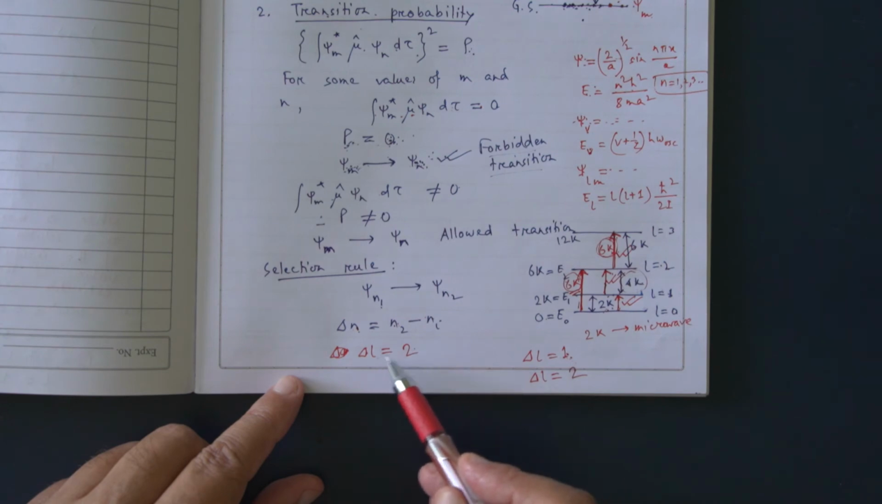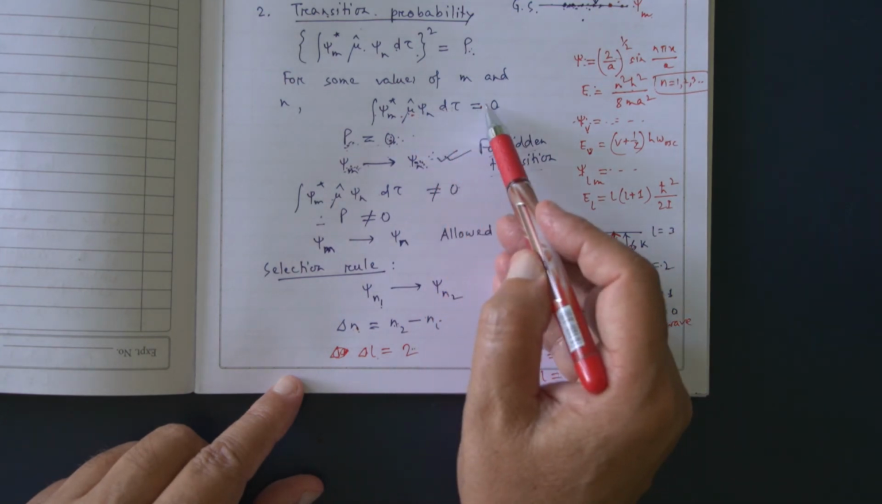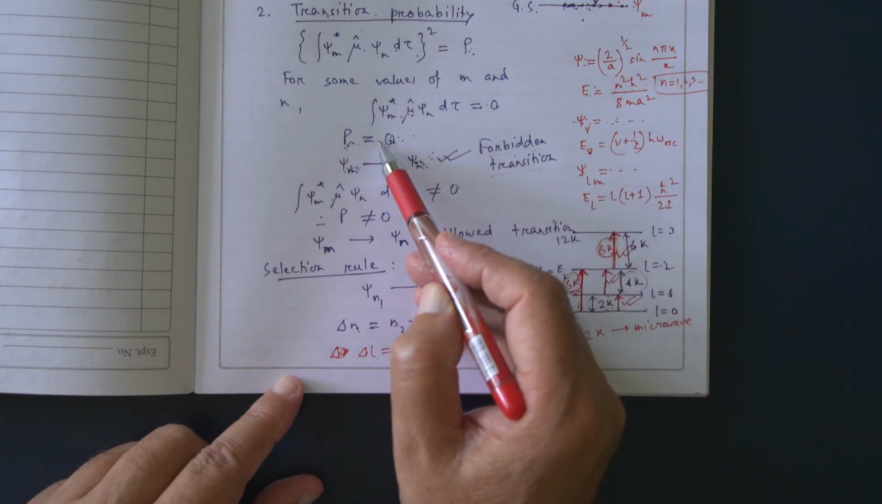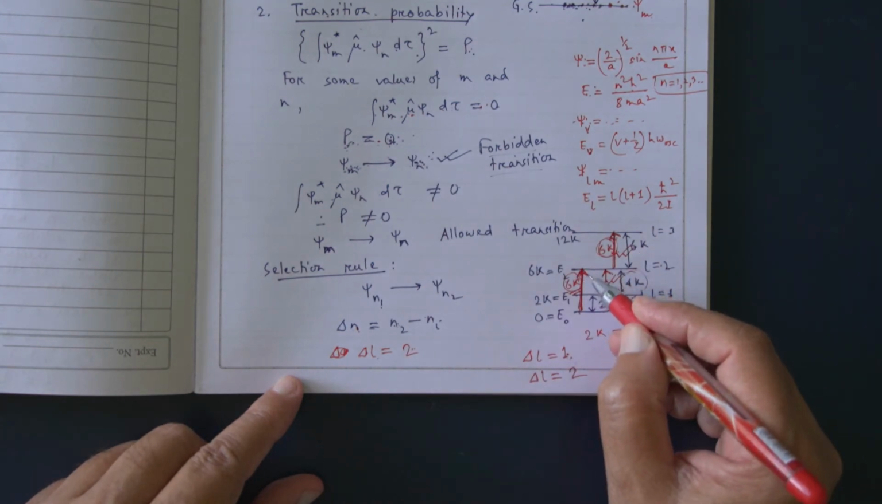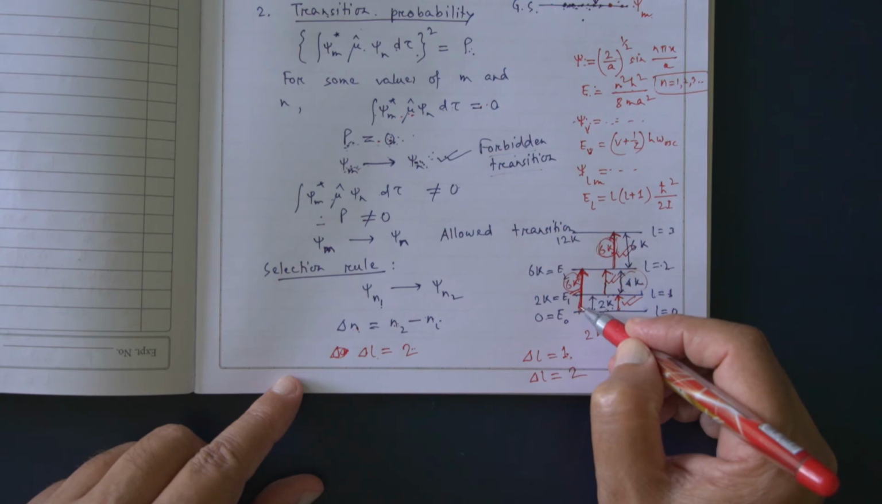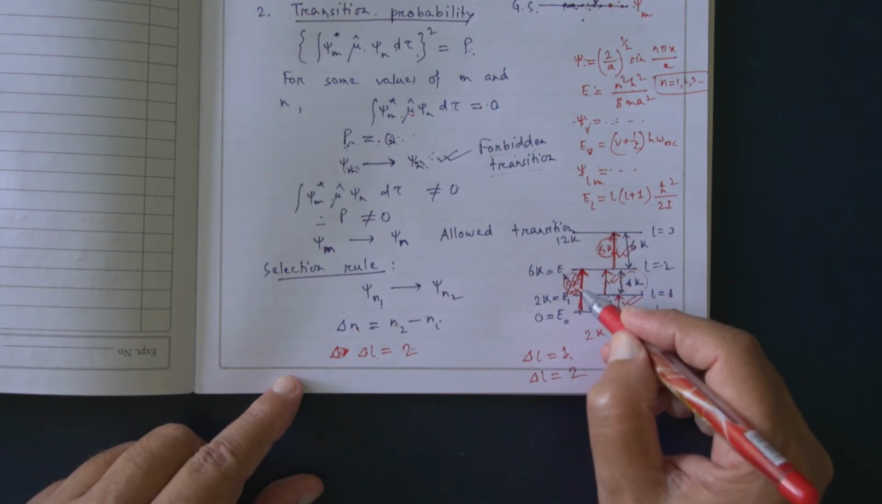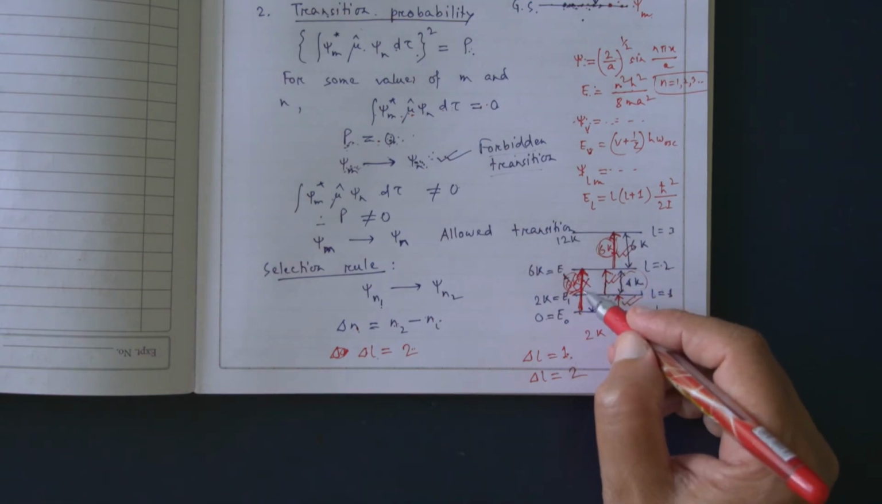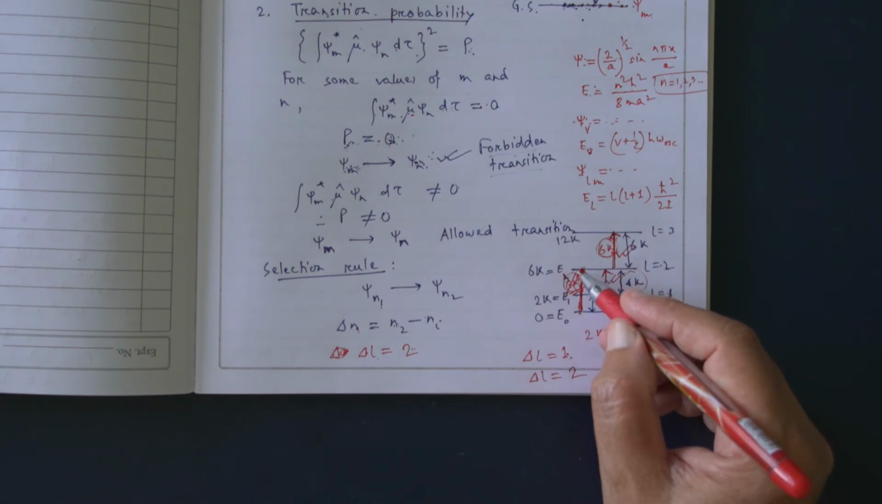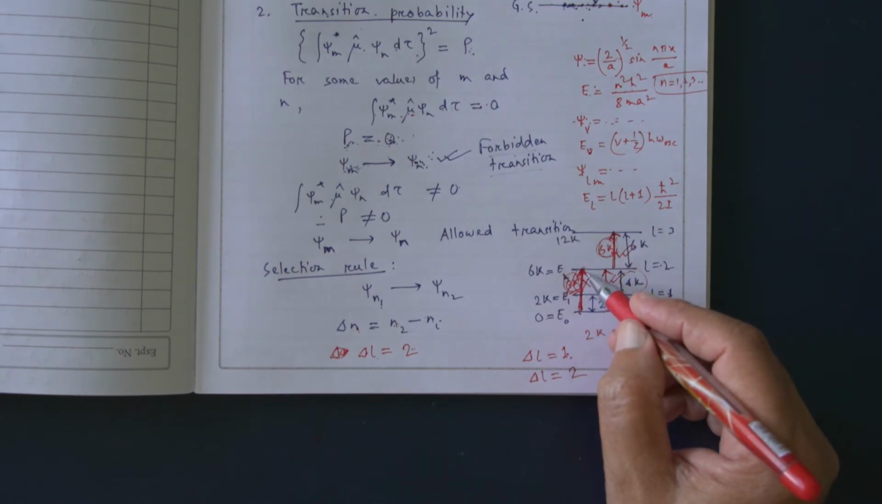When del L is 2, this integral will become 0. That means the probability of this transition is very, very small. So this is a forbidden transition. This transition may not take place. Even if this transition takes place, the intensity of the spectral line will be very, very small.